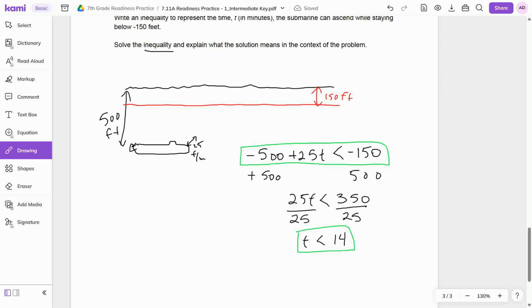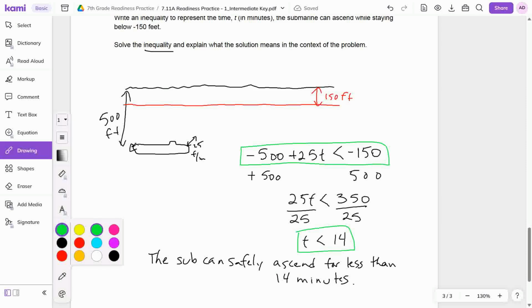So we need to explain what that means in the context of the problem. All right, so we can say the sub can safely ascend, right? We have to stay underneath that safety zone of 150 feet, for less than, and then let's go ahead and put our solution in there, 14 minutes. As long as we're staying less than 14 minutes, the sub is safe.